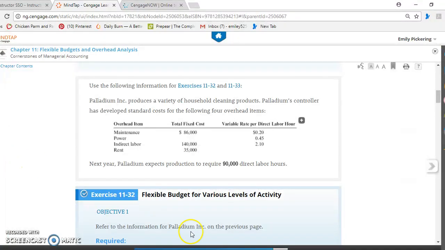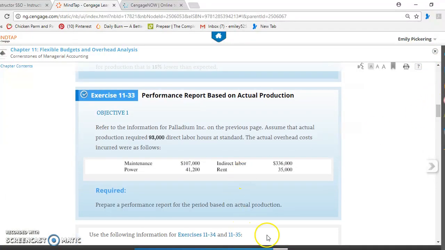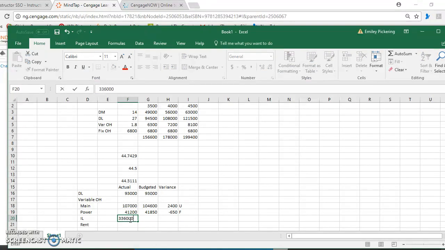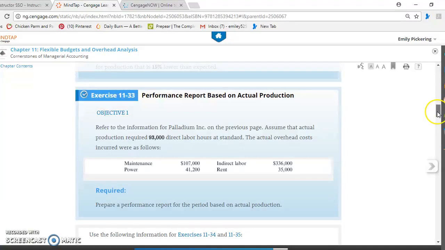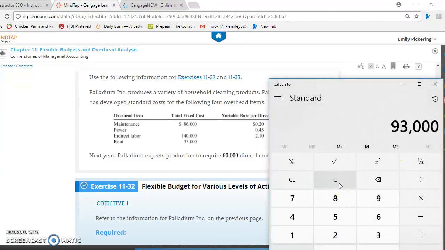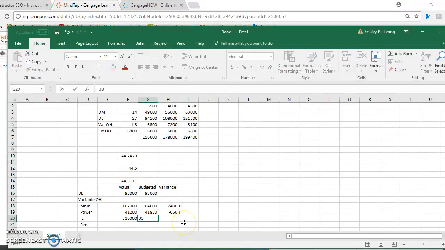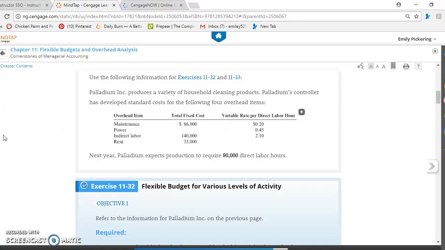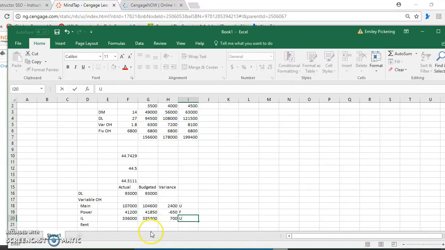Let's take a look at indirect labor. So our indirect labor, our actual cost was 336,000. So what should have been, we've got two components here, a fixed and a variable portion. So 93,000 times 2.10, 195,300 is our variable plus our fixed of 140,000. So 335,300. So we have an unfavorable variance here of 700. And finally, let's go to rent. So rent, our budgeted cost was 35,000, and actual cost was 35,000. So we don't have any variance here.